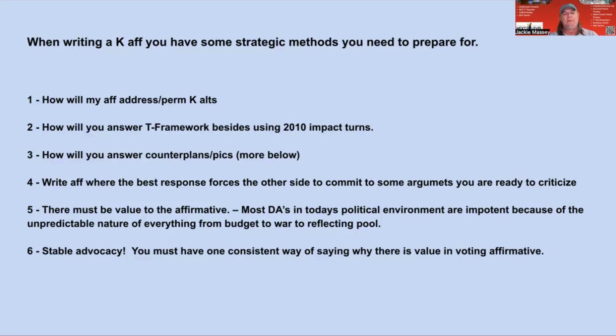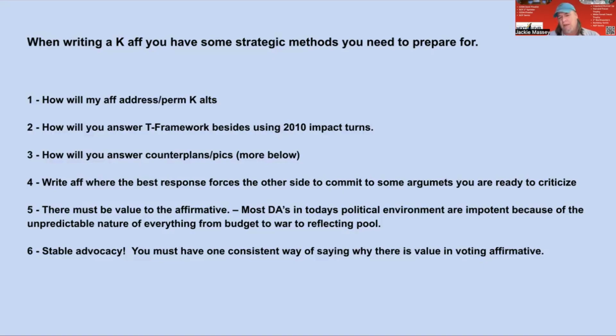Number four, write an AF for the best responses the other team has to your AF. It forces them to commit to arguments that you want to criticize. That's what a KF does. When you think of KF, go back to you can't separate policies from values is one way to look at it. And so every policy making, every public utterance is a public commitment.